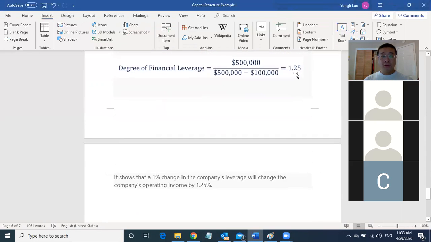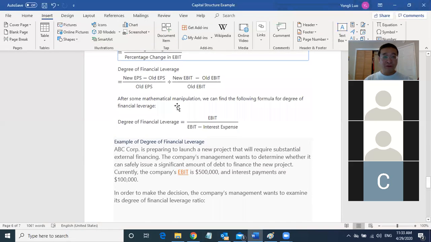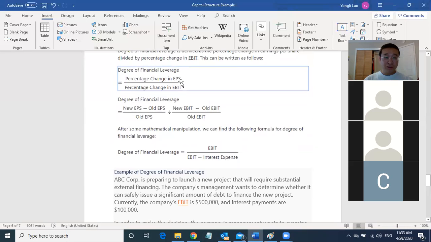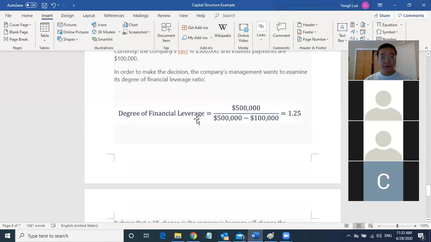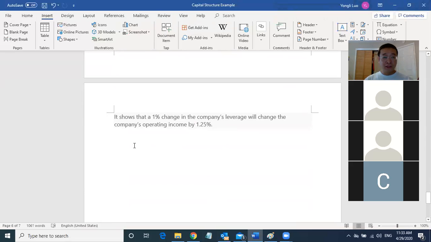How do you interpret your result? It shows that a 1% change in operating income will result in a 1.25% change in earnings per share. So 1.25 is the percentage change in earnings per share relative to the percentage change in operating income. That's the degree of financial leverage.